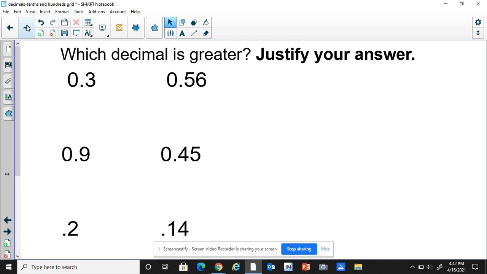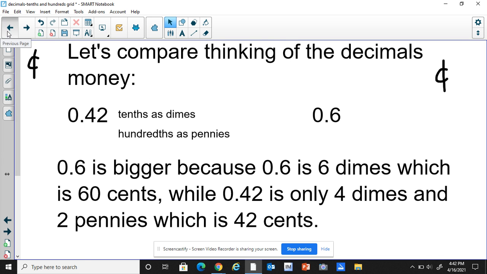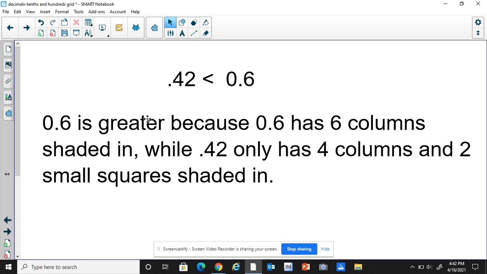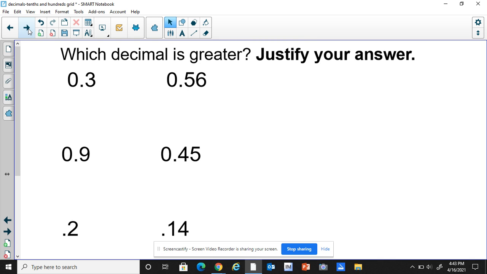Now, I want you to practice here. Pause this. See if you can solve these. 0.3, 0.56. Compare those. 0.9, 0.45, 2 tenths, 14 hundredths. See if you can open up to the greater decimal. And then it says justify your answer. So use these justifications like the money. Use the justification like the tenths and the hundredths. Use that justification like the small squares and columns. So justify means just explain your answer. So go ahead and pause.